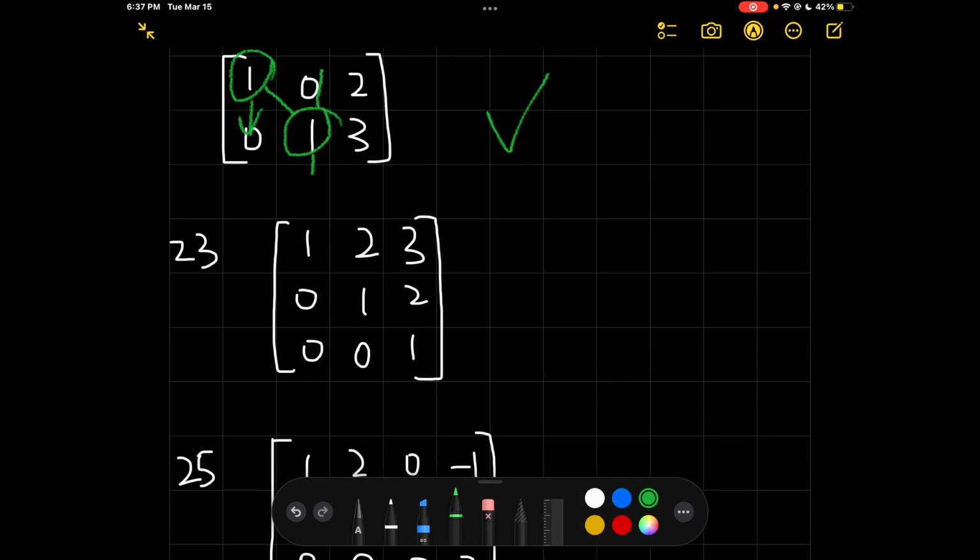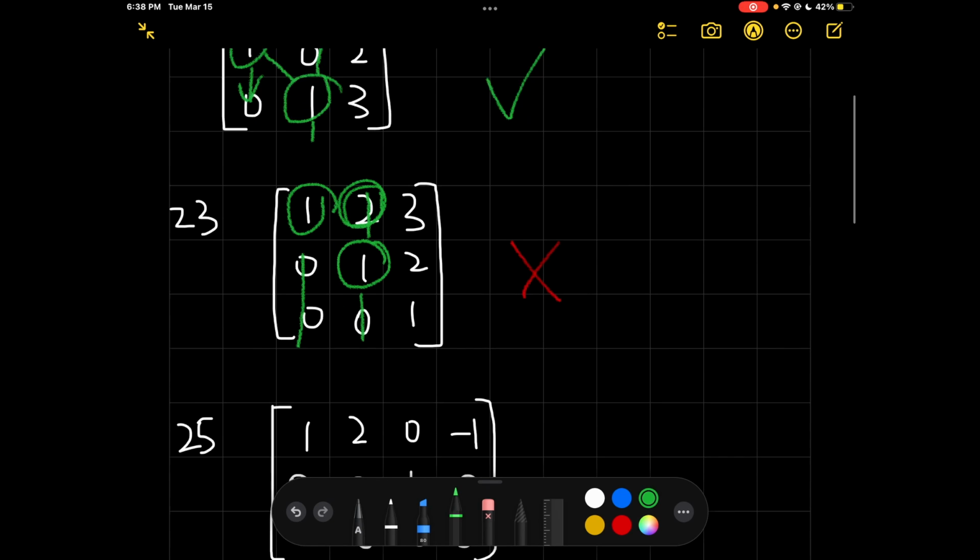And 23, we have first row leading 1, and the others are 0. And now the other row has a leading 1 as well. But we have a nonzero entry here. So this is not reduced echelon form.